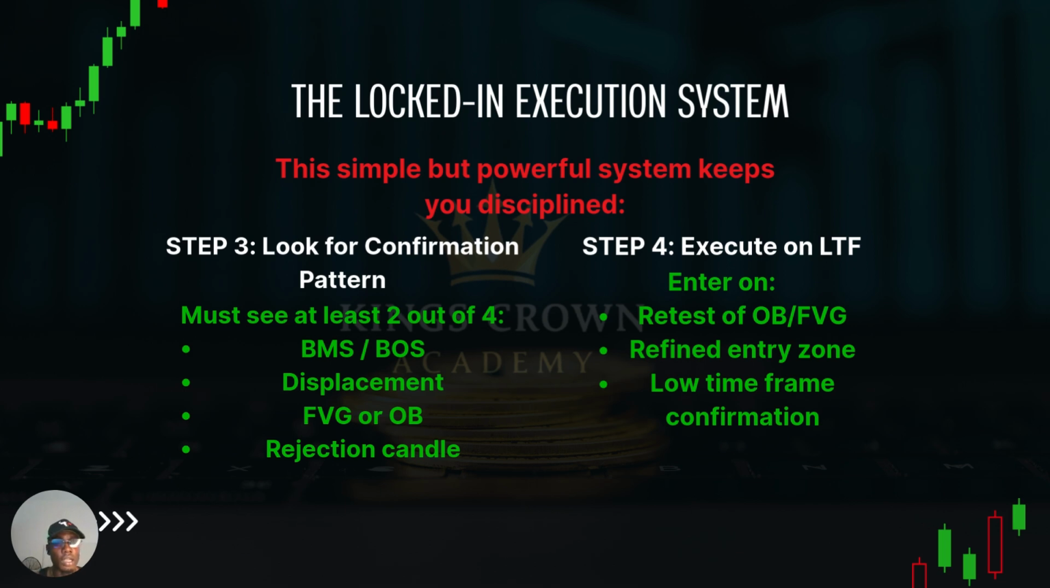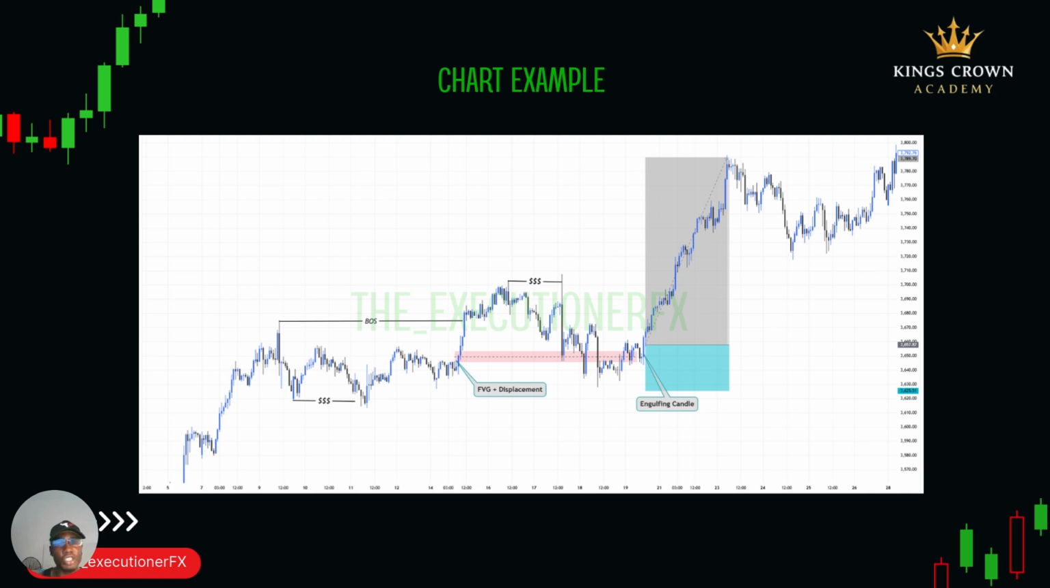Now step three is to look for a confirmation pattern. You must see either a break of structure, a displacement, a fair value gap or order block, or a rejection candle. After that, you move to your lower time frame, and that's where you pull the trigger. That is where you execute, and you execute from the 1 minute to 5 minute time frame.